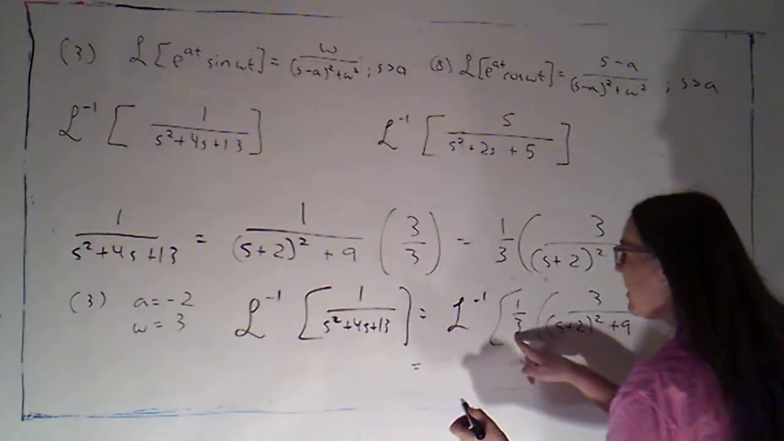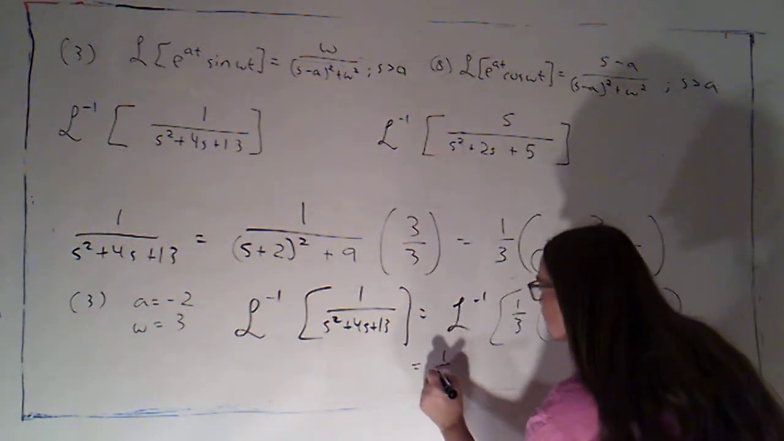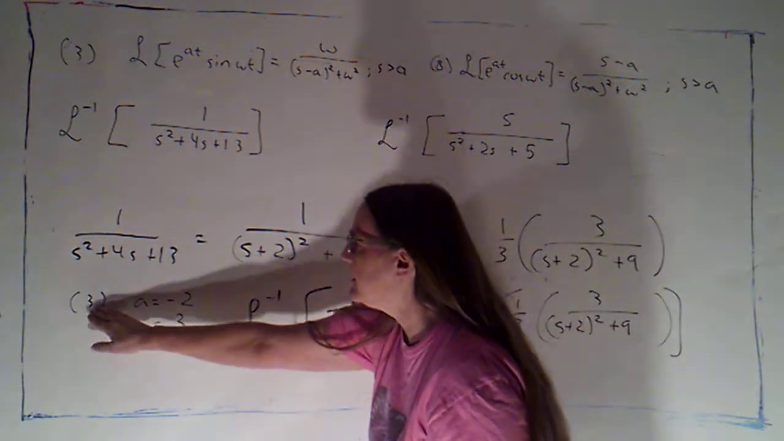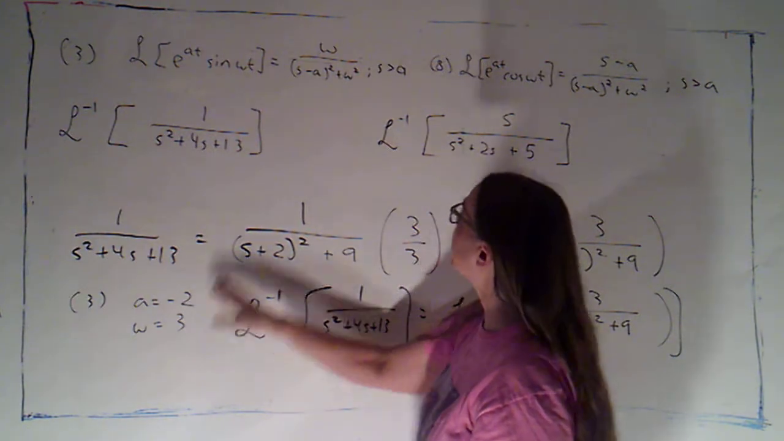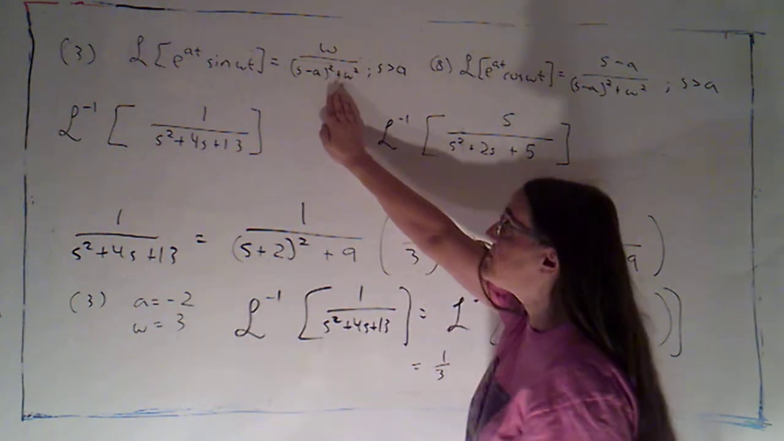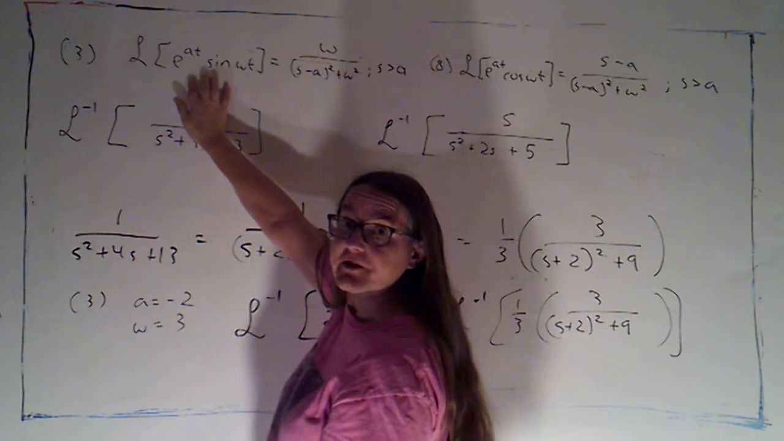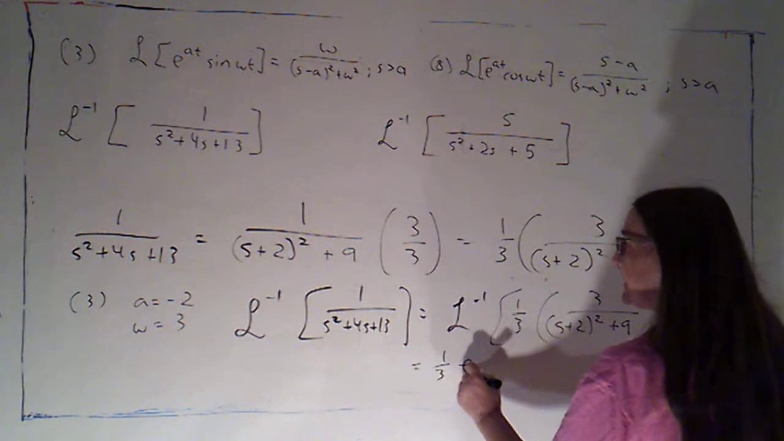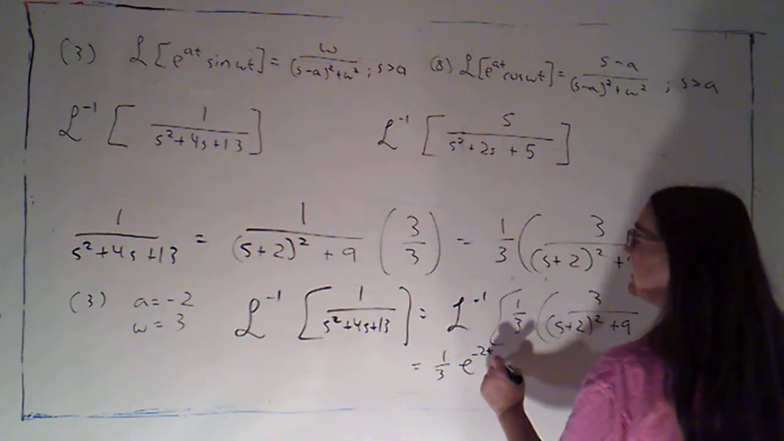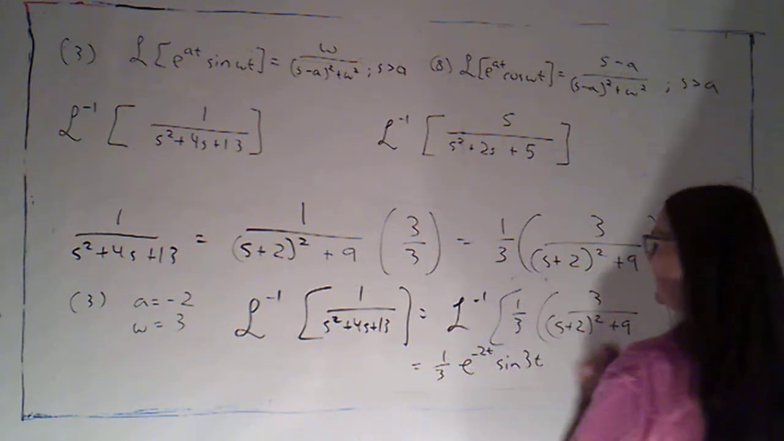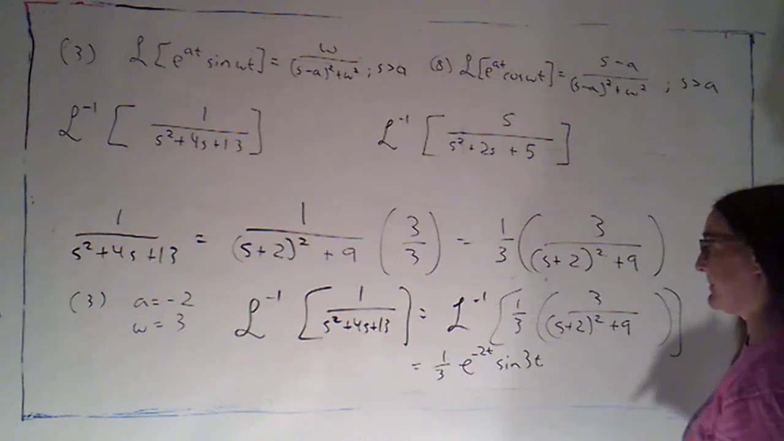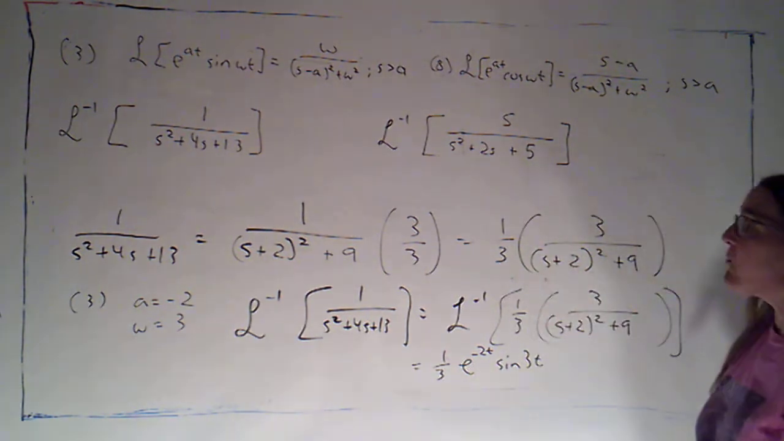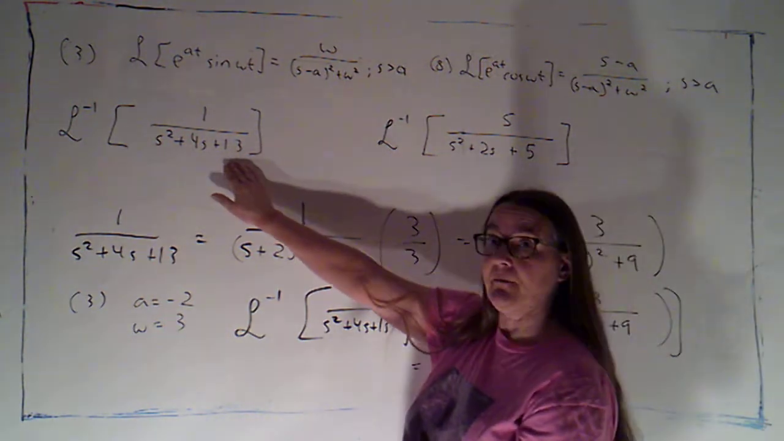But that's going to be 1/3, just pull that scalar through, and then we said this matches formula 3 with a equaling -2 and omega equaling 3, which means when I apply the inverse Laplace transform, this is what I'm going to get. I'm going to get e to the -2t times sine of 3t. Excellent. So that's how that worked for this problem.